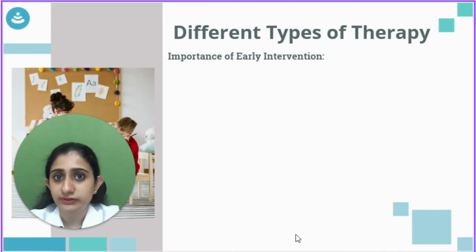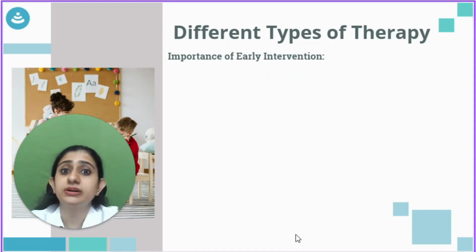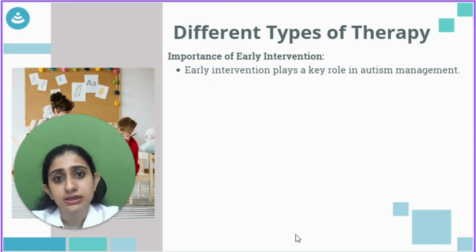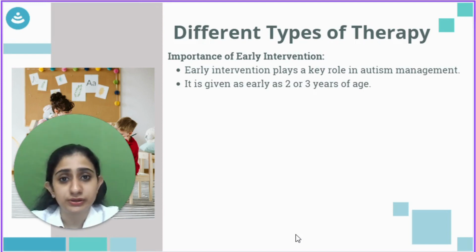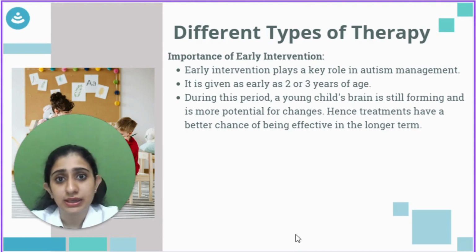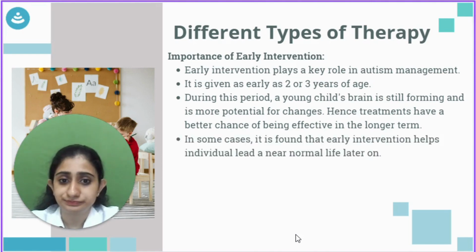So, moving on to the different types of therapy. Here what I would like to highlight is the importance of early intervention. Early intervention services play a crucial role in autism management. These are the services that are provided during the early years of life, such as 2 to 3 years of age. It's during this period that a young child's brain is developing, and there is a potential for changes. So hence, treatments have a better chance of being effective in the longer term.